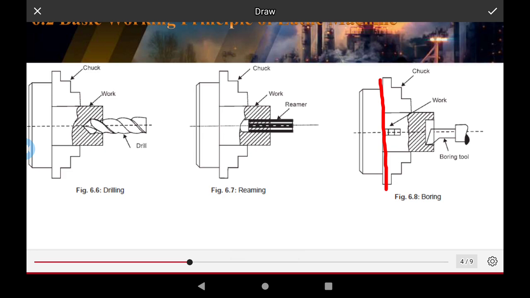This is the chuck, this is the workpiece, and this is the boring machine. This is the hole in the workpiece and this is the tool of the machine. The tool is the boring tool, used to enlarge the hole made in the workpiece by increasing the diameter of the hole.